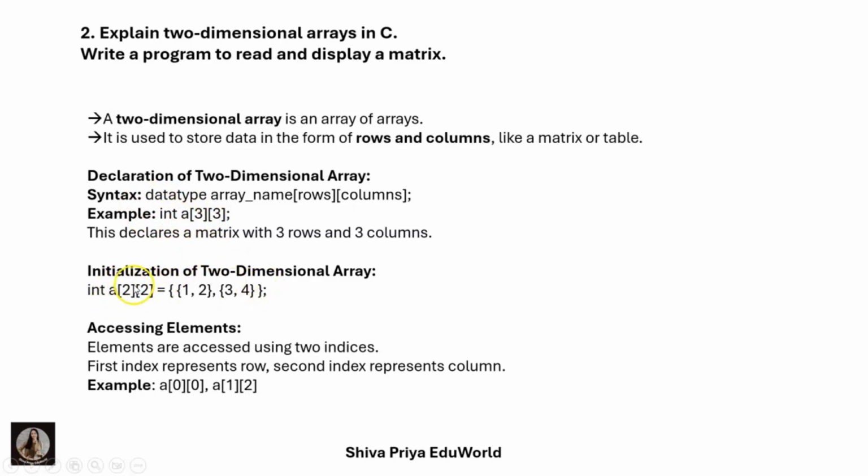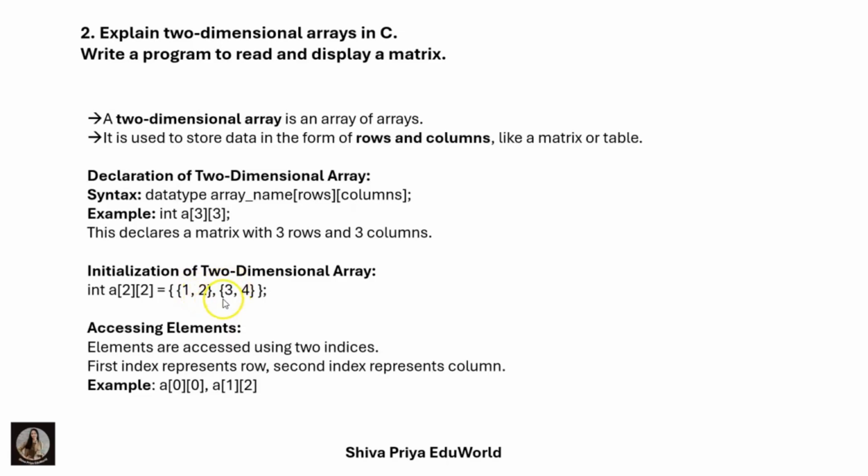Int a of 2 rows. We have taken 2 rows and 2 columns. In that, the values are 1, 2 and 3, 4. First row we have 1 and 2, and second row we have 3 and 4. If I want to access the value 1, then I have to take a of 0 and 0, 0th row, 0th column. Clear? If I want to access the value 2, then I have to take a of 0th row and first column. Clear? It will appear in the 0th row, first column.